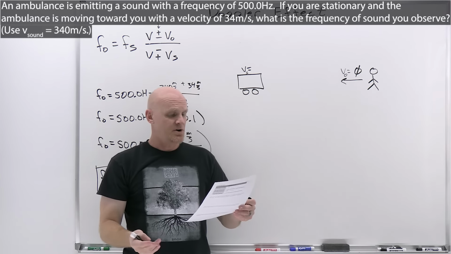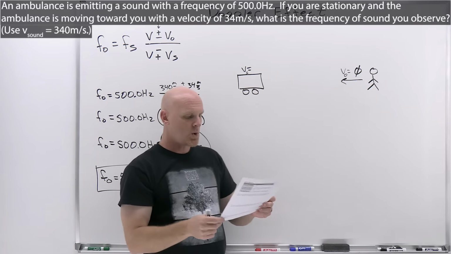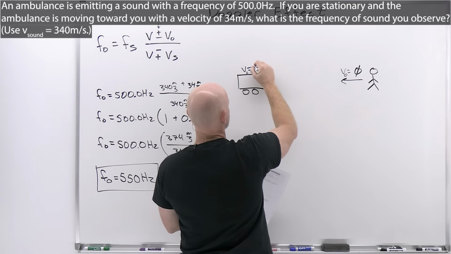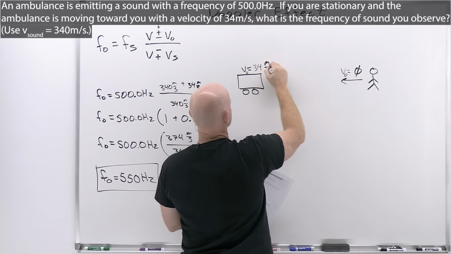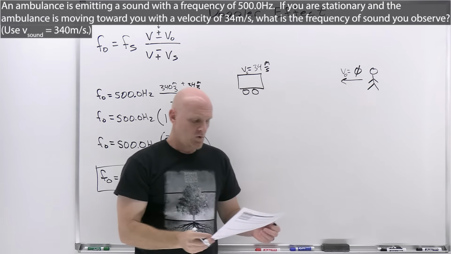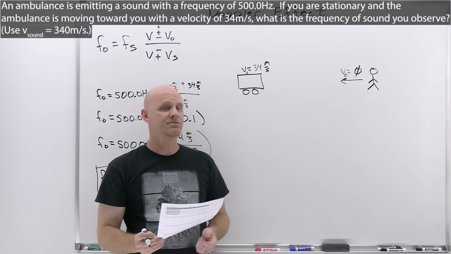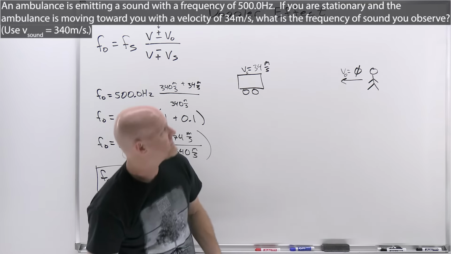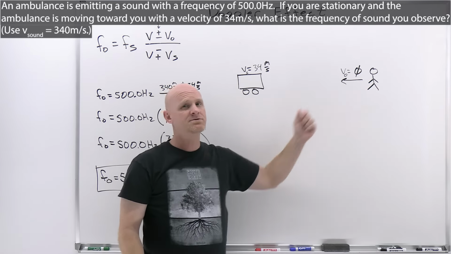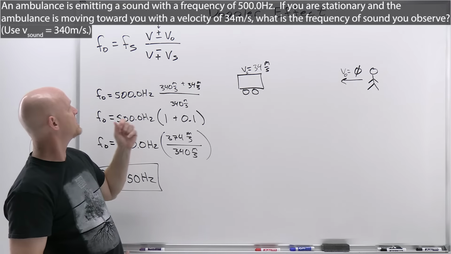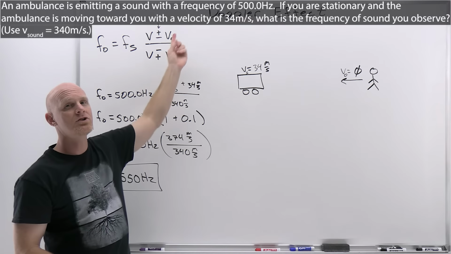All right, if you are stationary and the ambulance is moving toward you with a velocity of 34 meters per second, what is the frequency of sound you observe? And again, use the velocity of sound of 340 meters per second. Okay, so now it's actually the source that's moving, not the observer. Well, the source we account for in the denominator, not in the numerator.